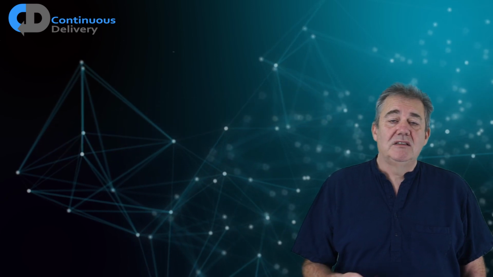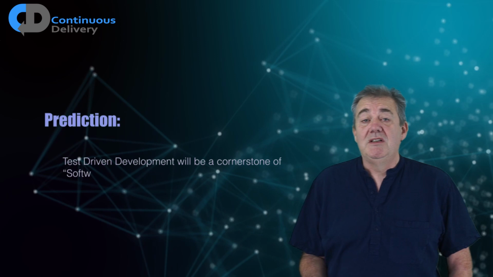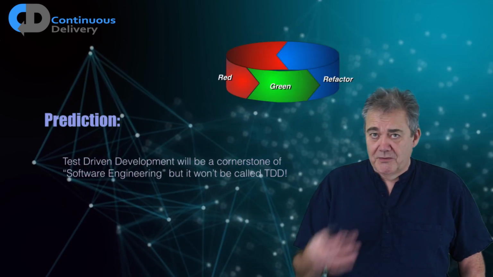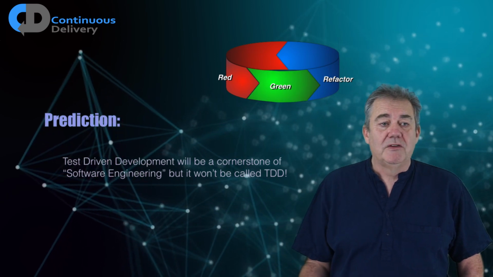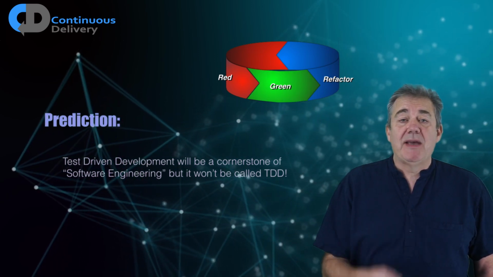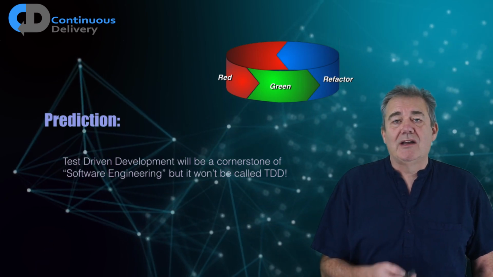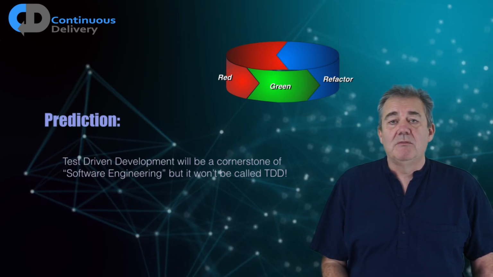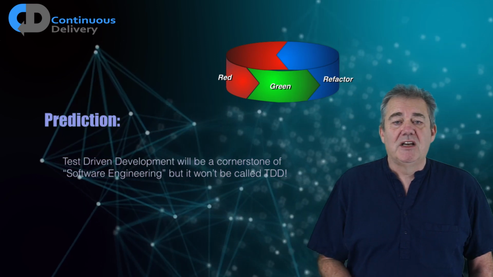And it's not, it's a design approach. So my prediction for test-driven development is that it will become a cornerstone of software development and software engineering. It just won't be called test-driven development. We'll call it something else. But the practice of expressing the executable specification for our code before we create that code, that is inherent in test-driven development, will become a norm for professional software development.